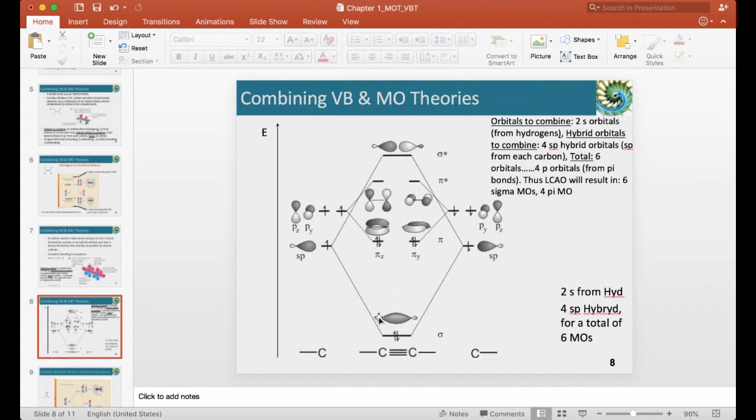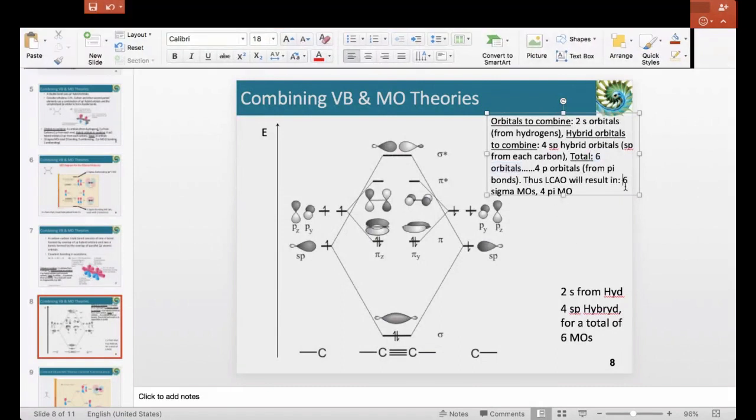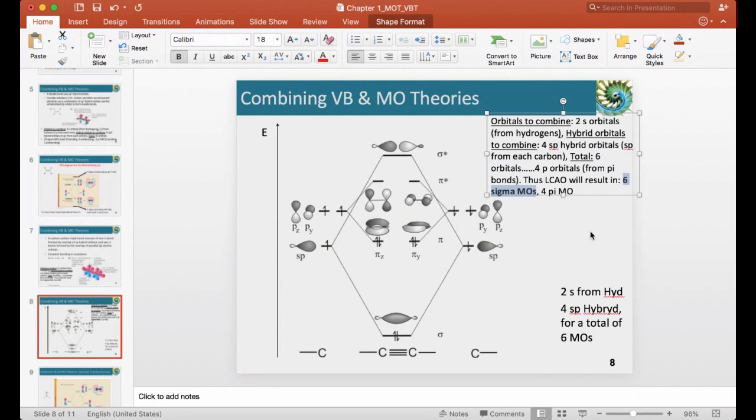But we have to understand once again that it's a total of 6 sigma molecular orbitals, which result from the combination of 6 orbitals, 4 hybrid and 2 s. So of these 6 sigma molecular orbitals, 3 are going to be bonding, so there will be a total of 3 over here, including this one, and 3 anti-bonding.